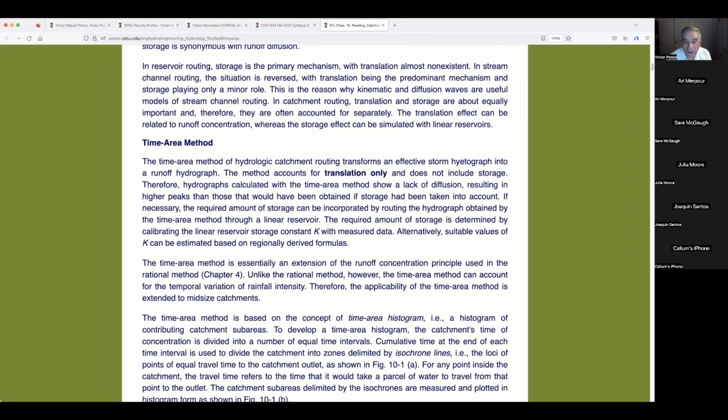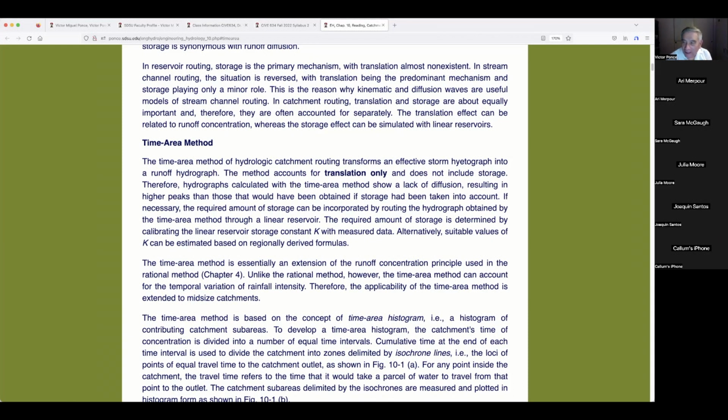Required amount of storage is determined by calibrating the linear reservoir constant with measured data. In other words, if you had measured data, you could actually use a trick of the equation in order to come up with the K of the linear reservoir and therefore get the right answer in terms of what the diffusion should be. If I've succeeded in confusing the heck out of you at this point, well, so be it. You're going to have to read this two or three times afterwards anyway. Okay. So the time area method is essentially an extension of the runoff concentration principle used in the rational method.